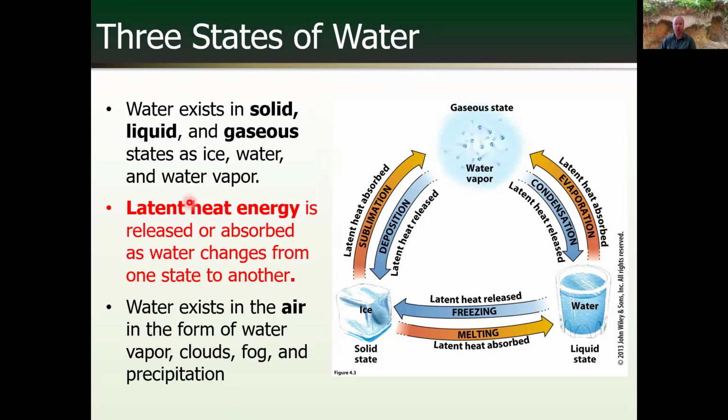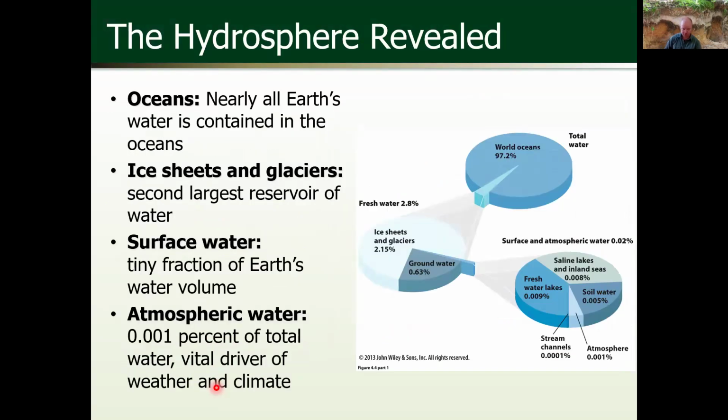So what is water and the three states of water? Water exists in solid, liquid, and gaseous forms, and any time it exchanges or changes forms, there is an exchange of energy known as latent heat energy. And remember, latent heat energy cannot be measured with a thermometer. So water exists in air in the form of water vapor, clouds, fog, and precipitation.